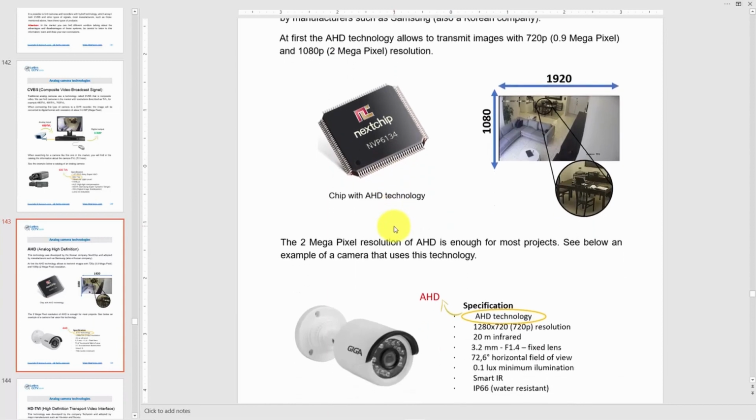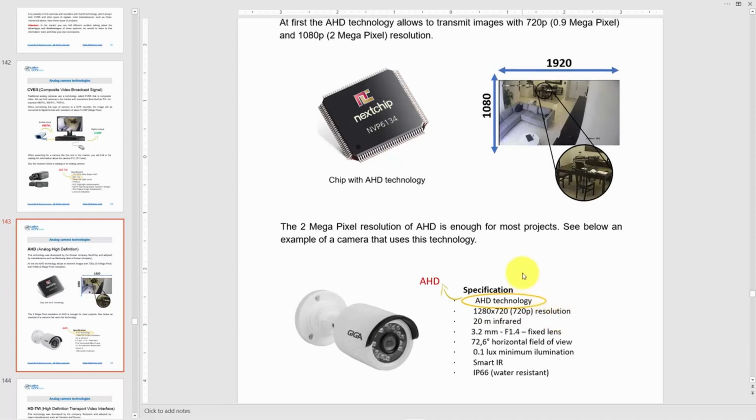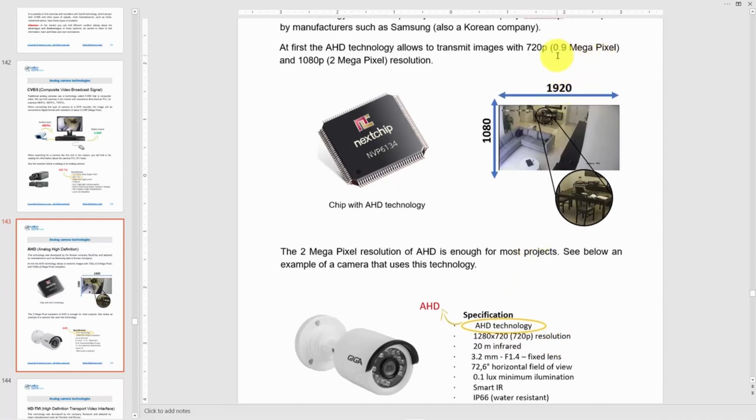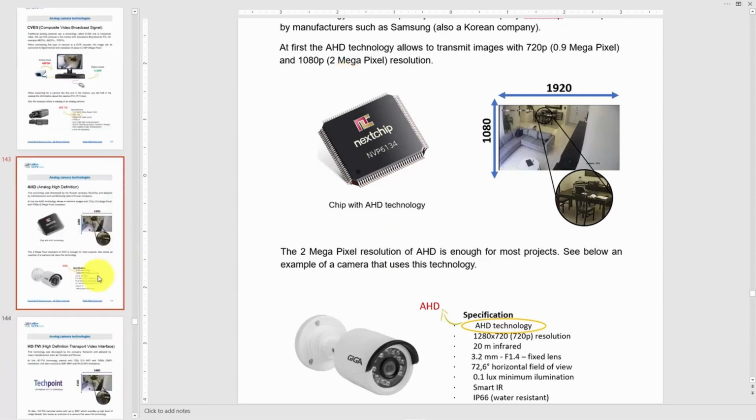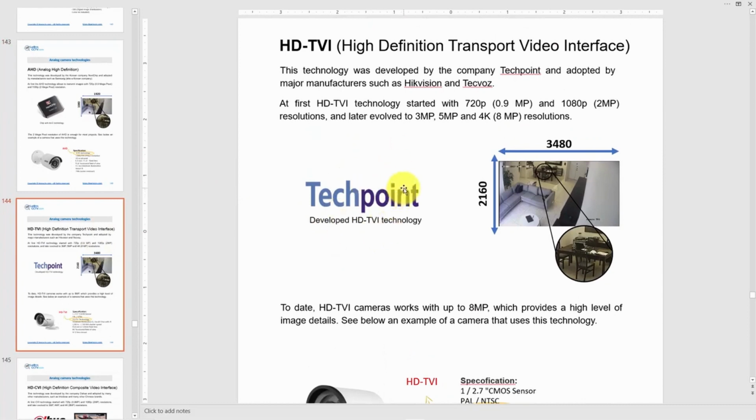So different manufacturers use this chip. Let's say, for example, here in this catalog, you can see this manufacturer or this distributor using A8D technology. As you can see here, this is a 720p resolution. Okay, it's almost 1 megapixel. As you can see here, it is 0.9 megapixel. Okay, but you can also find A8D technology with more resolution, like 2 megapixel, for example. Let's move on to the next one, TechPoint. TechPoint is the manufacturer of this technology.